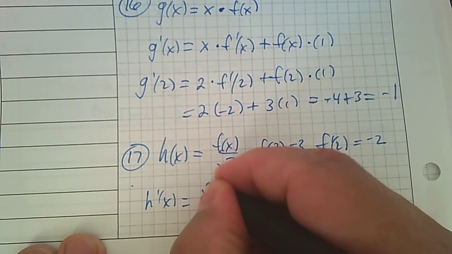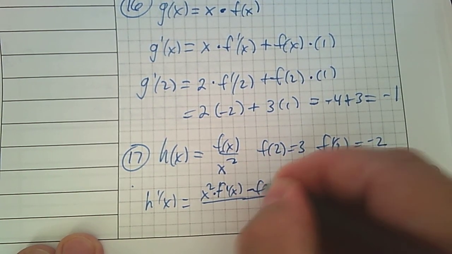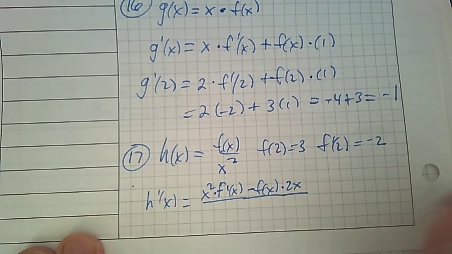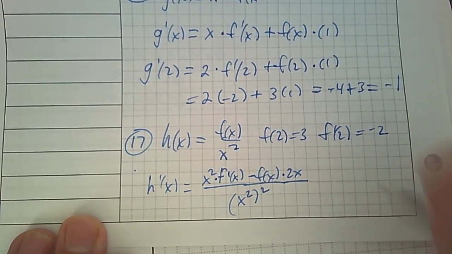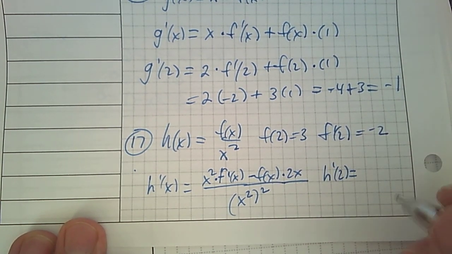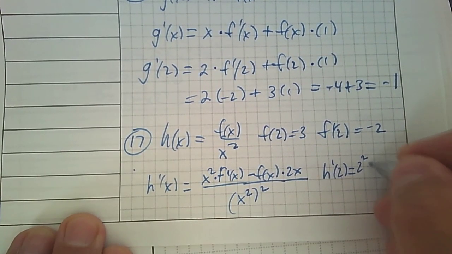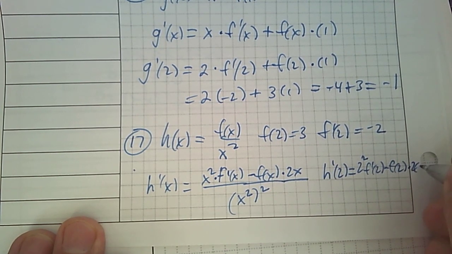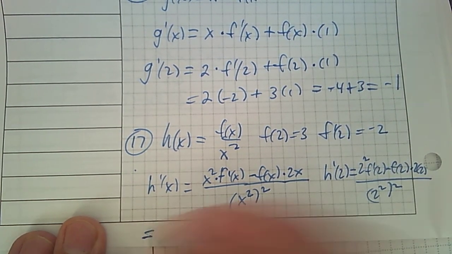So that is the bottom times the derivative of the top minus the top times the derivative of the bottom, which is 2x, and then take the bottom and square it. So there's step 1. Now step 2 is can you plug in to find 2? So change every x value to 2. So if I change this to 2, you get 2 squared, and then the derivative at 2 minus f at 2 times 2 times 2. So wherever there's an x, put in a 2, lots of 2's, and then simplify it.